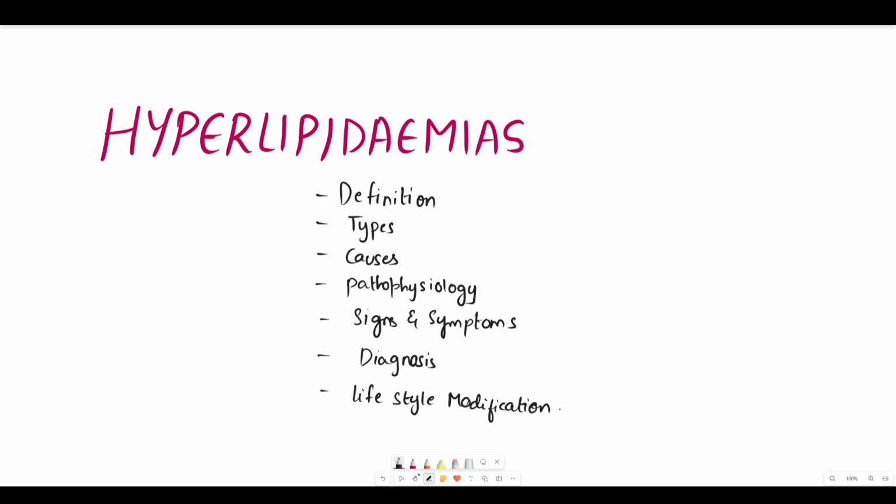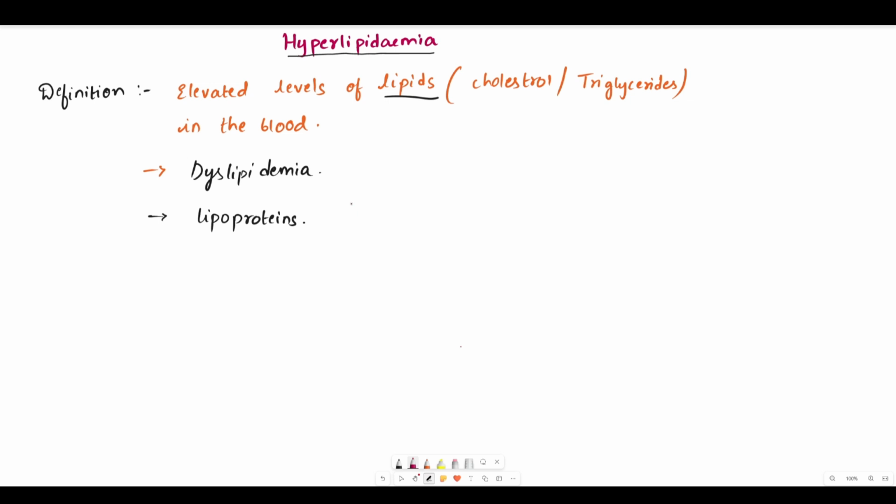So, let's get started. Coming back to the definition of hyperlipidemia. What is hyperlipidemia? The name itself says hyper means increase, lipidemia means increased lipids in the blood. So simply, if there are elevated levels of lipids, and lipids can be cholesterol or triglycerides, if these levels are increased in the blood, that condition is called hyperlipidemia. This is one of the common forms of dyslipidemia. Dyslipidemia simply means abnormal levels of lipids in the blood.